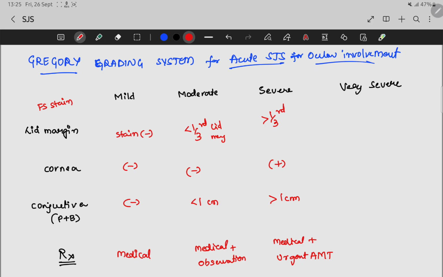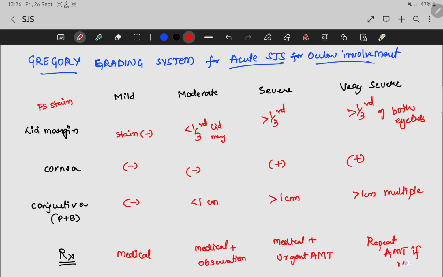In very severe cases, there is more than 1/3 involvement of both eyelids. The cornea is taking up stain, the conjunctiva involvement is more than 1 centimeter, and multiple areas are involved. So it requires medical management, urgent AMT, and repeat amniotic membrane transplant if required. So this was the acute SJS management by the Gregory grading system.